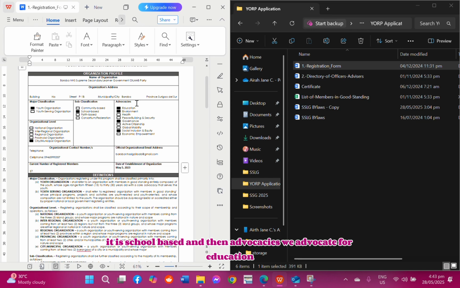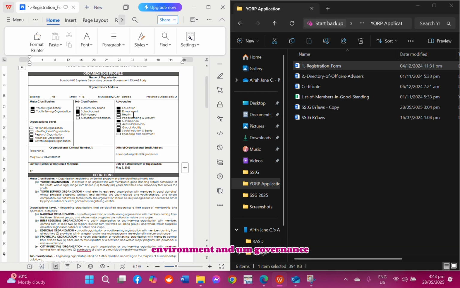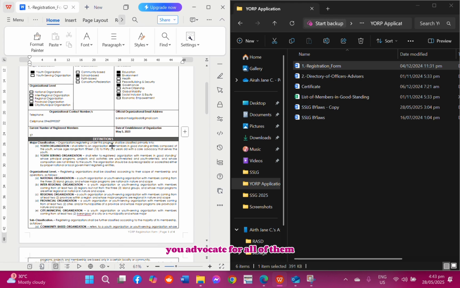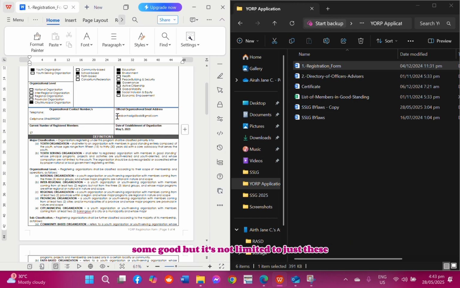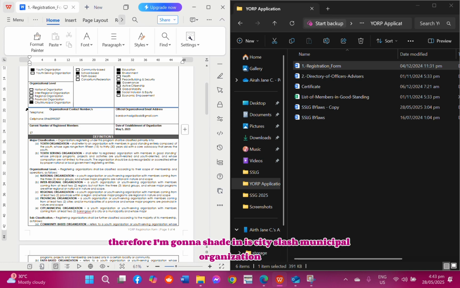And then advocacies: we advocate for education, environment, governance, social inclusion, and equity. By the way, if you advocate for all, you may shade all of them. We have separate organizations allotted for those other advocacies, but it's not limited to just these. You may shade all if you advocate for all, once again. And then organizational level, whether it is national, interregional, regional, provincial, or city or municipal organization. We are just a school organization, therefore what we shade is city/municipal organization.